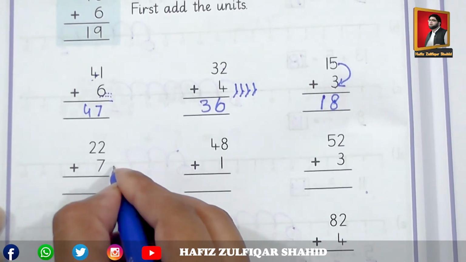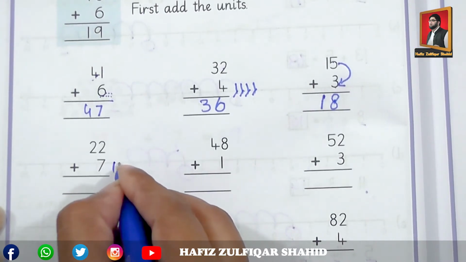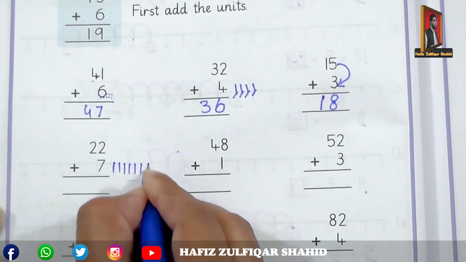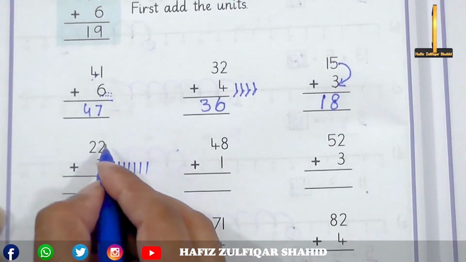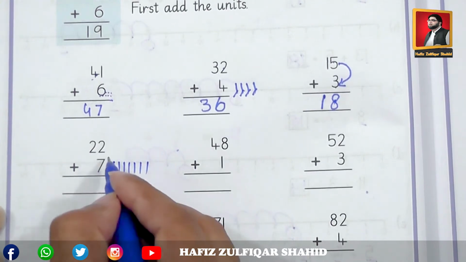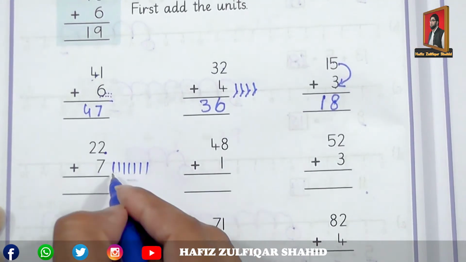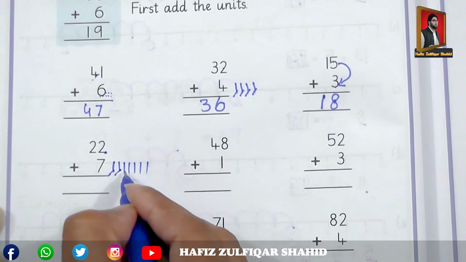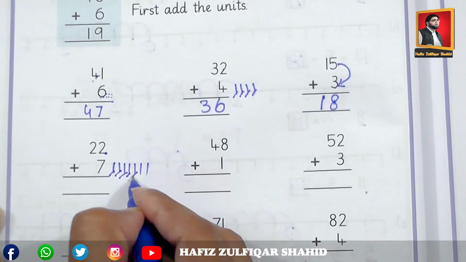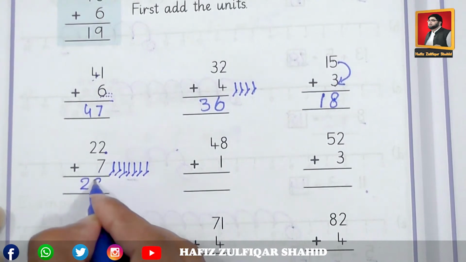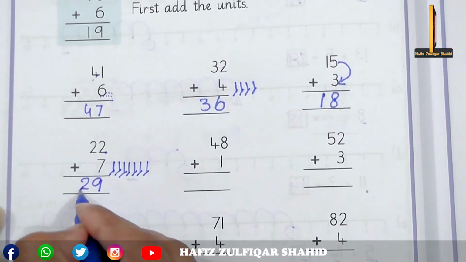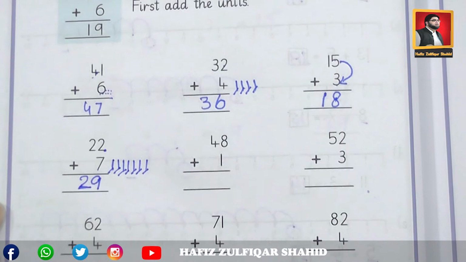Draw 7 lines, 1 2 3 4 5 6 7. Now count 7 more in 22, after 22, 23, 24, 25, 26, 27, 28 and 29. It means when we add 22 and 7, answer will be 29.